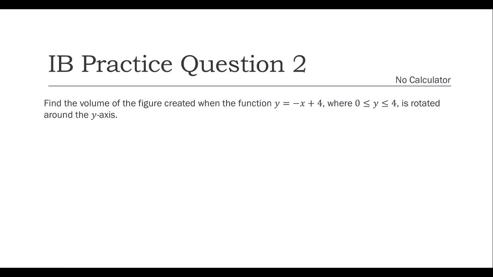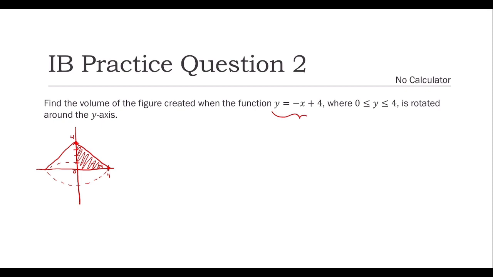So now we have our second IB practice question. It says, find the volume of the figure created when the function y equals -x plus 4, where 0 is less than or equal to y, is less than or equal to 4, is rotated around the y-axis. So this time we're rotating it around the y-axis. We have y equals -x plus 4. So our y-intercept is 4, and then our slope is -1, so you go down 1 over 1. So it's going to hit our x-axis at 4. And we're going from when y is 0 to 4. So we're rotating this figure here around your y-axis. So it'll look something like this. It'll be a cone.